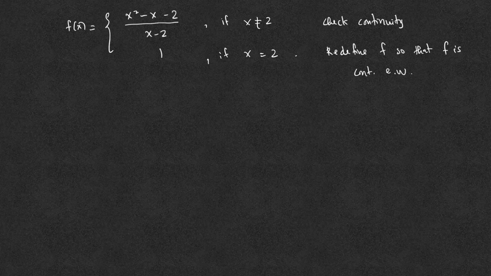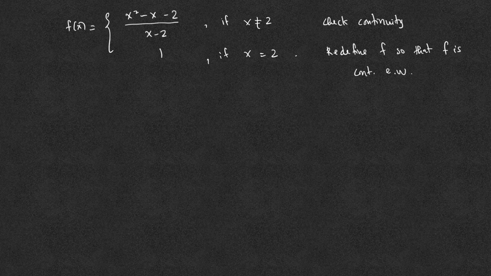Given the piecewise defined function f of x equals (x squared minus x minus 2) over (x minus 2) if x is not equal to 2, and 1 if x equals 2. Check continuity of this function and redefine this so that f is continuous everywhere.